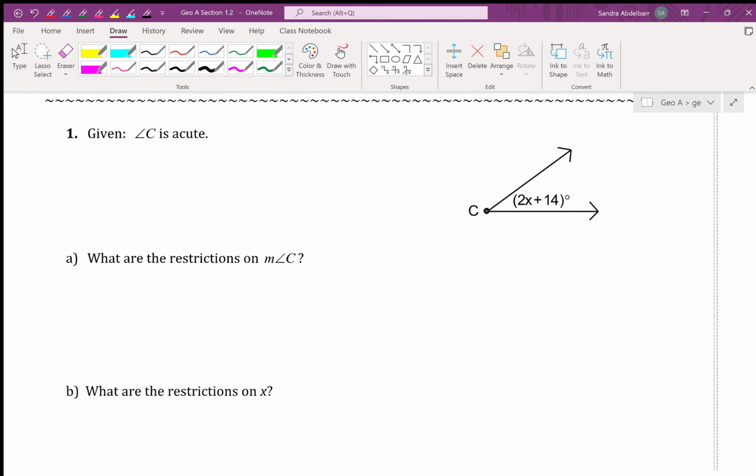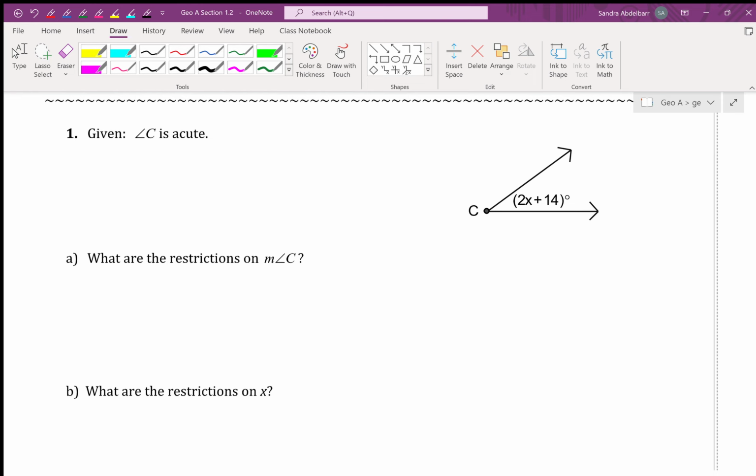So I will tell you this. Anytime I ask you for restrictions, you need two numbers. You need a number it is less than and a number it is greater than, always. Anytime I ask you for restrictions, you need two answers. You need a number it's less than and a number that it's greater than.